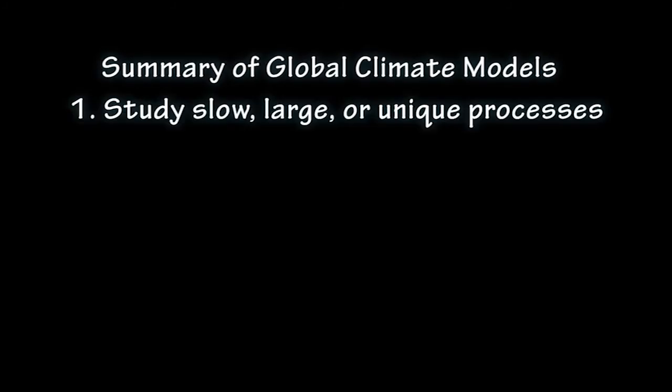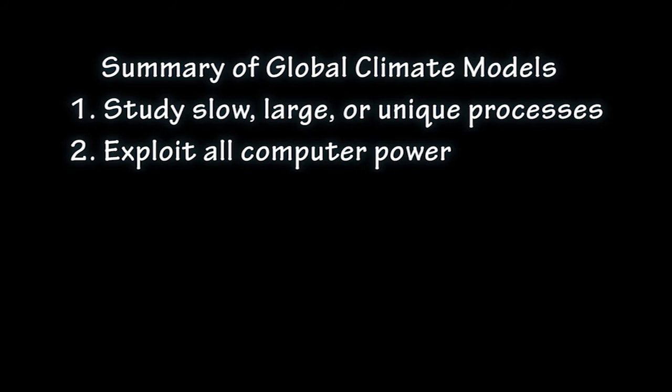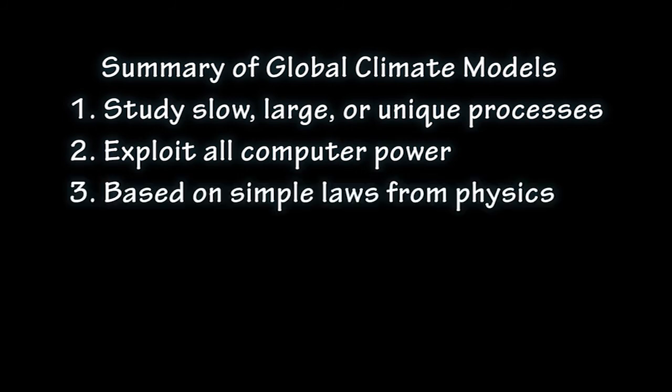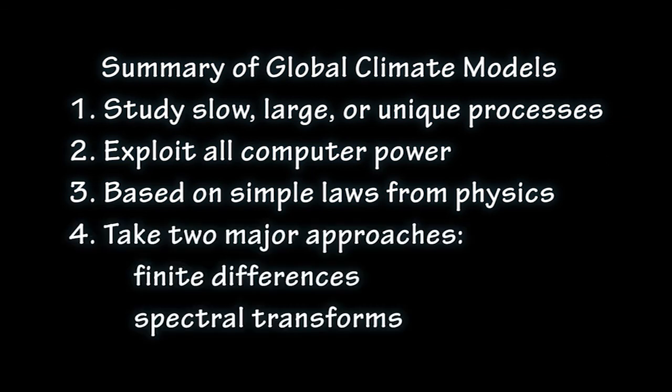In summary, number 1, models are necessary to study processes that are too slow, too large, or too unique for direct observations. Number 2, GCMs exploit all the computer power available. Number 3, GCMs, global climate models, are based on relatively simple laws from physical sciences. Number 4, GCMs take two major approaches for solving the equations that describe changes in weather over time and space.